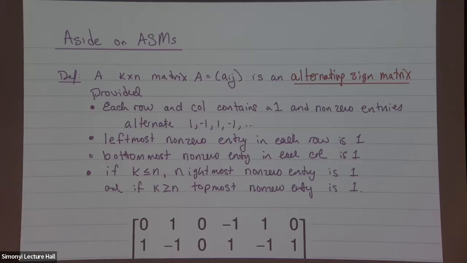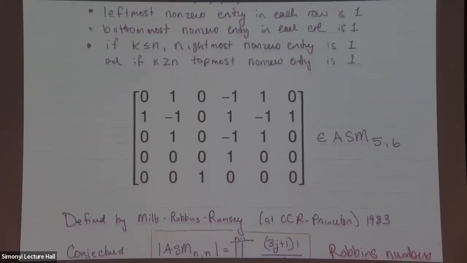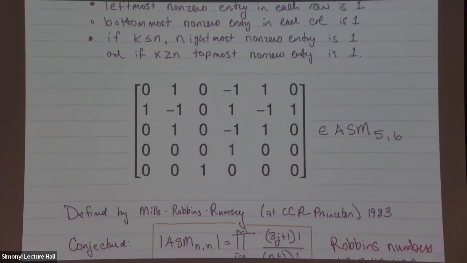So here's an example of a rectangular ASM, and in this one, k is equal to 5, n is equal to 6, right? And the rightmost non-zero entry in each row is 1. So these were defined by Mills, Robbins, and Rumsey, who worked at CCR Princeton, so they're like a local object.